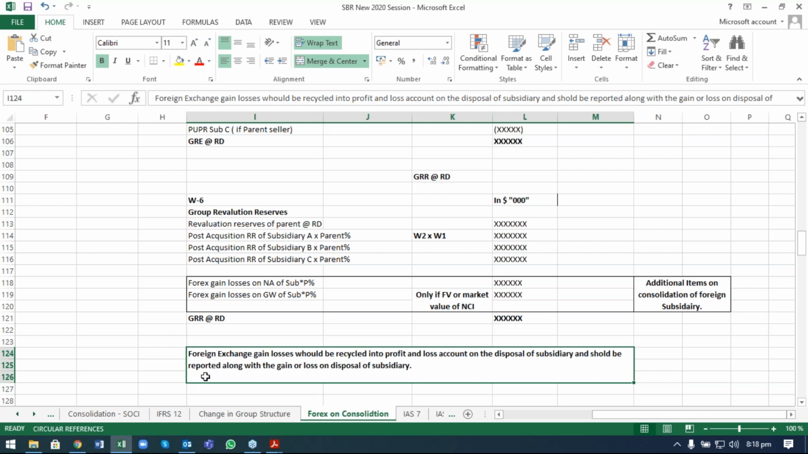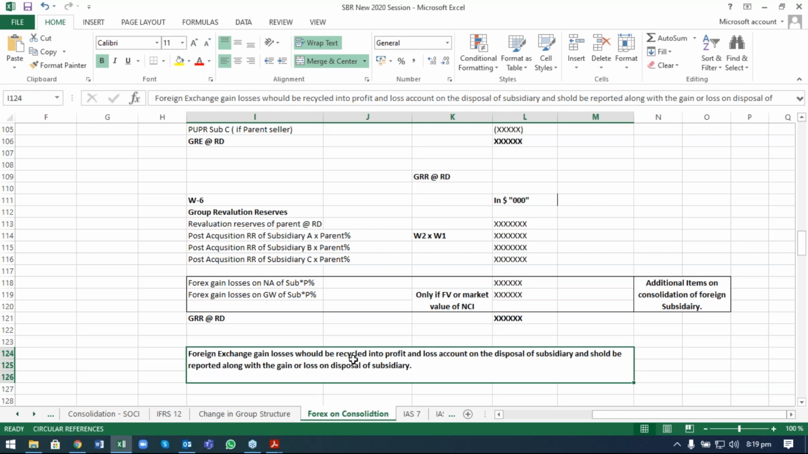Foreign exchange gain losses. An important thing is what we are going to do with these foreign exchange gain losses, which was already concluded within this question. Once the subsidiary was disposed of, how are we going to account for these foreign exchange gain losses? These foreign exchange gain losses should be recycled to the profit and loss account. That's specifically mentioned within IAS 21, that any foreign exchange gain losses that arise on consolidation of a foreign subsidiary, once the subsidiary was disposed of, the accumulated gain losses should be charged to profit and loss account. Those should be recycled to profit and loss account.